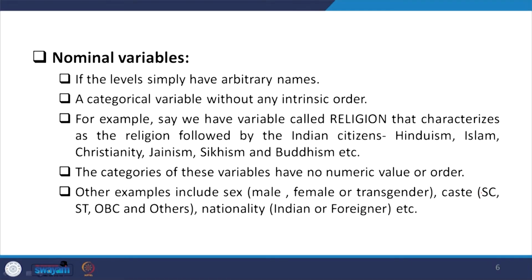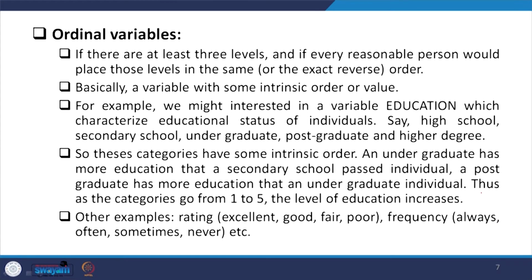Nominal variables, as we have said many times earlier, are those where the labels simply have arbitrary names, like gender, male, female, any label you use does not have any ordering. A categorical variable without any increasing order is called a nominal variable, like citizenship we discussed. The categories of these variables have no numeric values or order. Other examples are sex of persons or caste in social groups, etc.